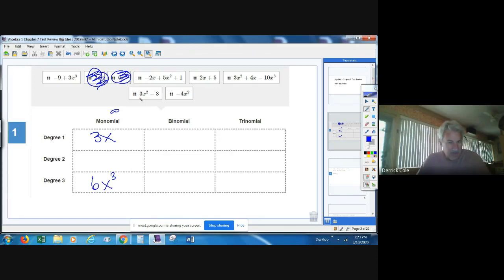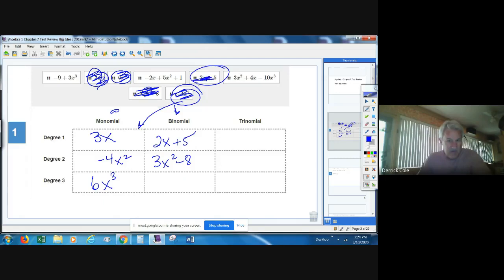3x squared minus 8. There's two terms, so it's a binomial. X squared is the biggest exponent, so that means it's degree 2. All right, it's gone. And this is also degree 2, but it's only a monomial, so it's going to go over here. This one has two terms. This is going to go in this thing here. So it's only got two terms, and it's got x to the first power, so it's degree 1.